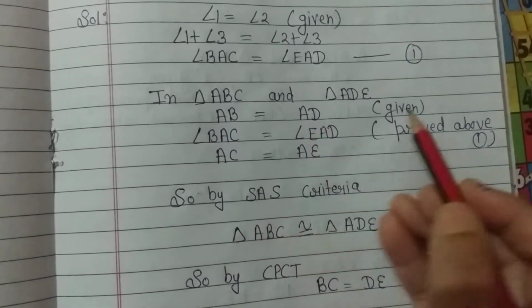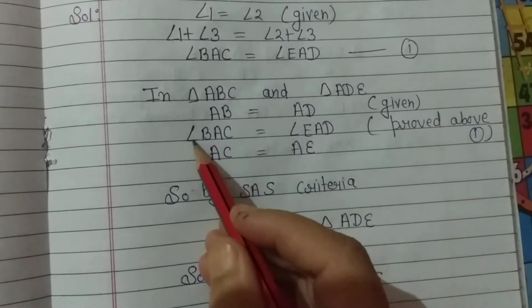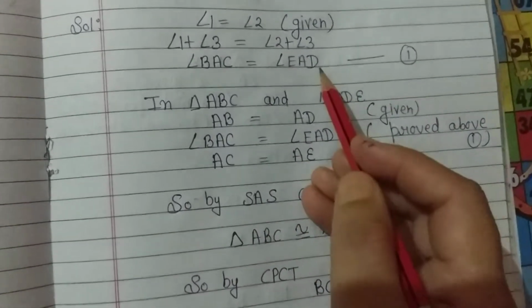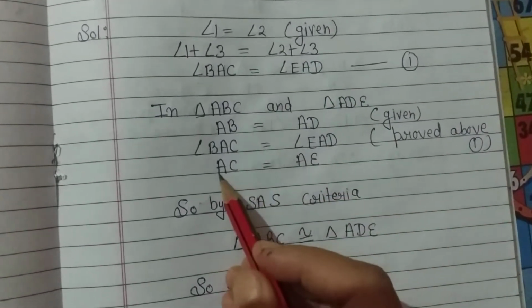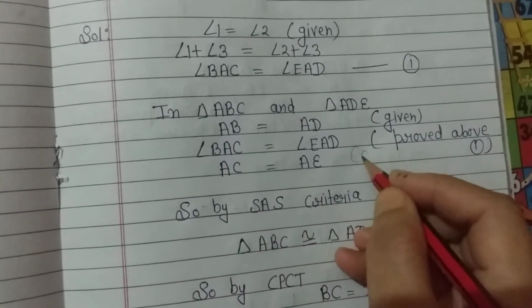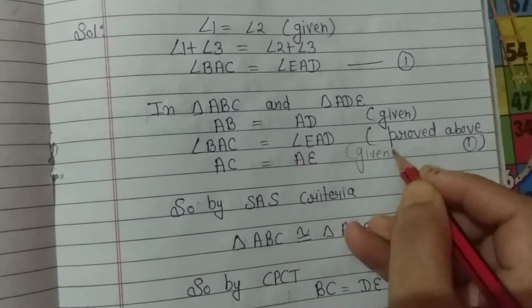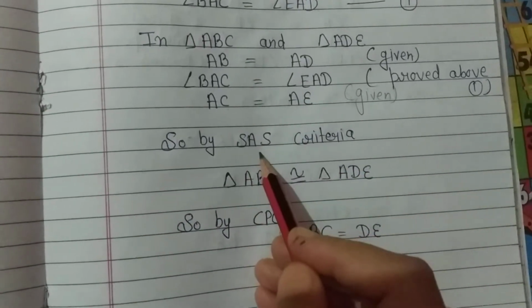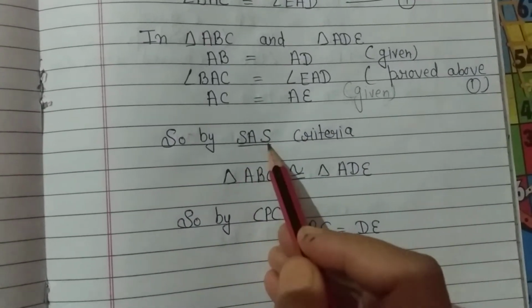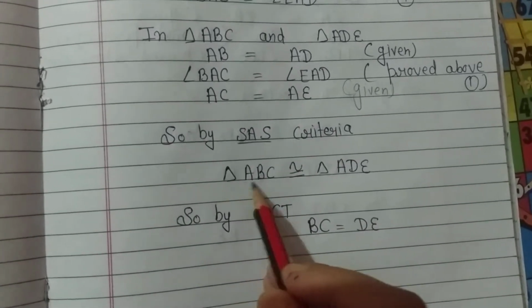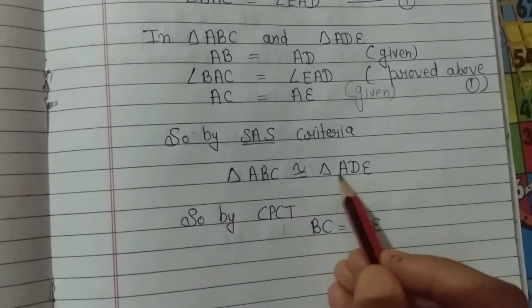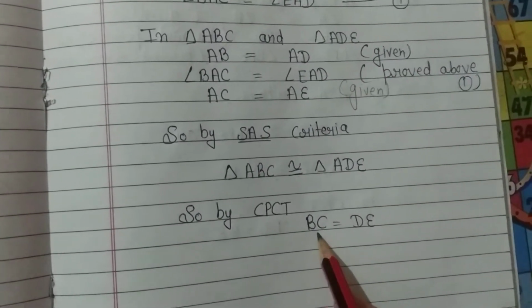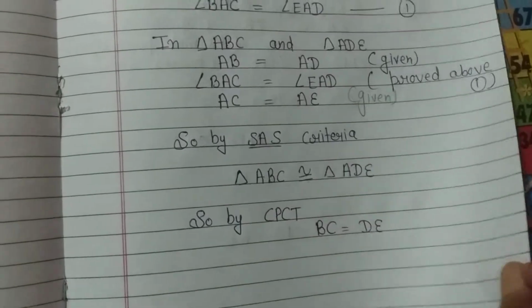Now I am taking triangle ABC and triangle ADE. AB is equal to AD, it is given. Angle BAC is equal to angle EAD, proved above in the first equation. AC is equal to AE, it is also given. So which is this criteria? This is side angle side criteria. So by side angle side criteria, triangle ABC is congruent with triangle ADE. So by CPCT we can say BC is equal to DE.